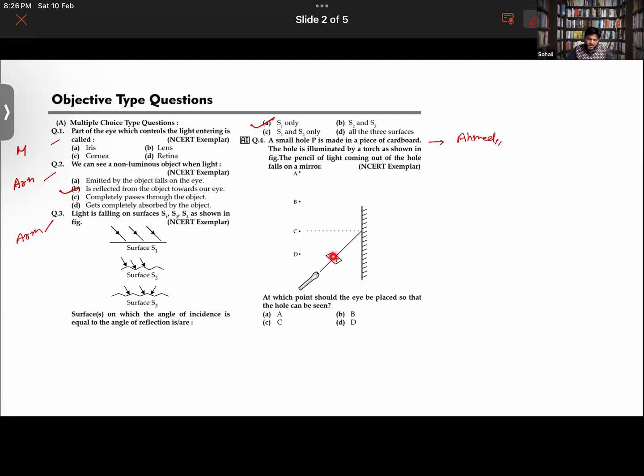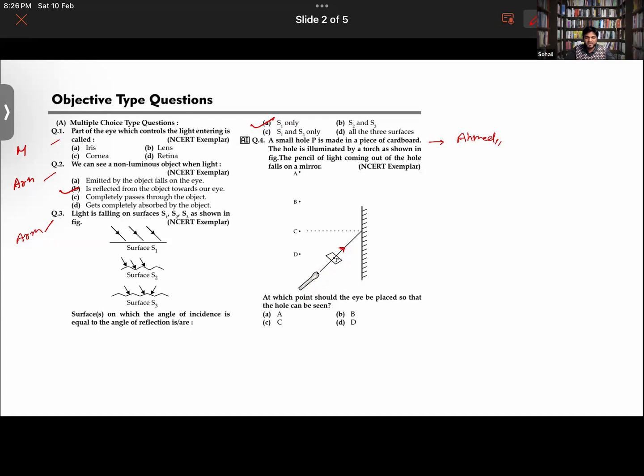There's a small hole that is made in this piece of cardboard, that is a hole P. A torch is illuminating this. Light is passing by this hole. So this is the incident light. No, not D. How come it be D? Sir, it's B, not D. Just 1 minute.